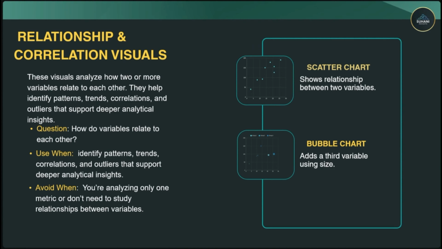For example, analyze a company that spends money on marketing ads, with person A and person B. They want to see whether the marketing spend is increasing along with sales. To analyze that, relationship and correlation visuals come to mind. A scatter chart shows the relationship between two variables. See, there are dots: one is marketing spend and the other is sales, which are increasing with the marketing spend.